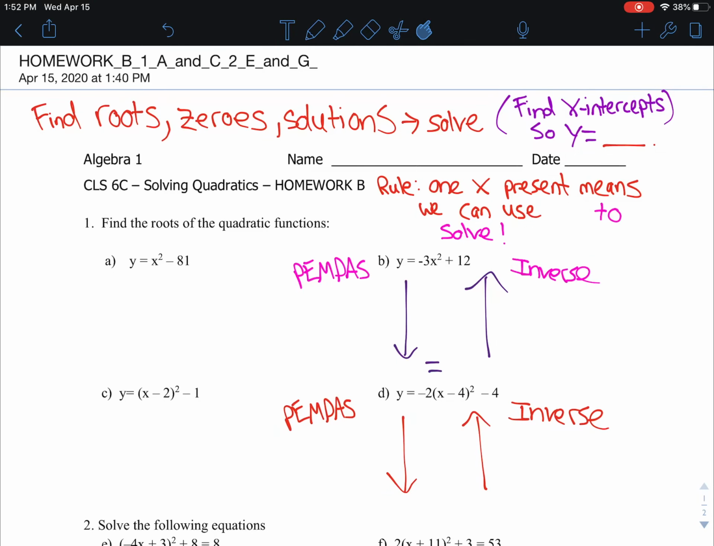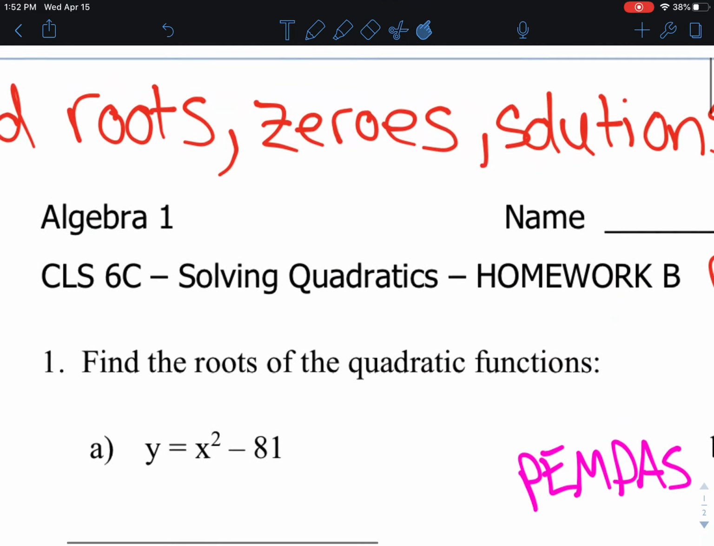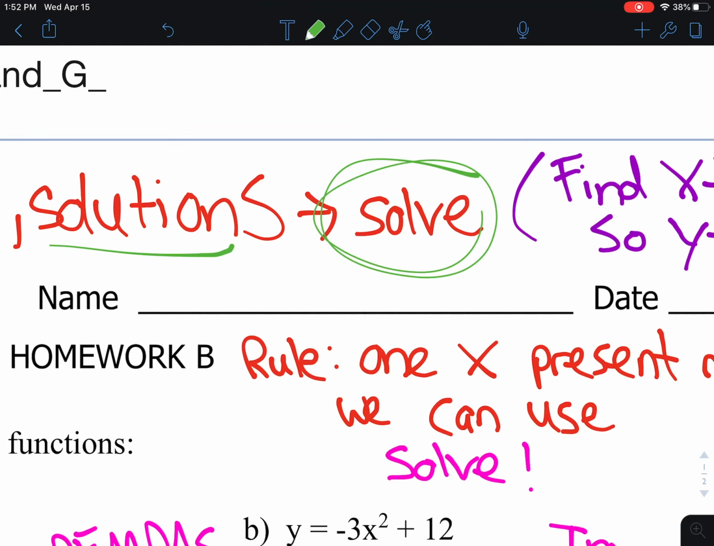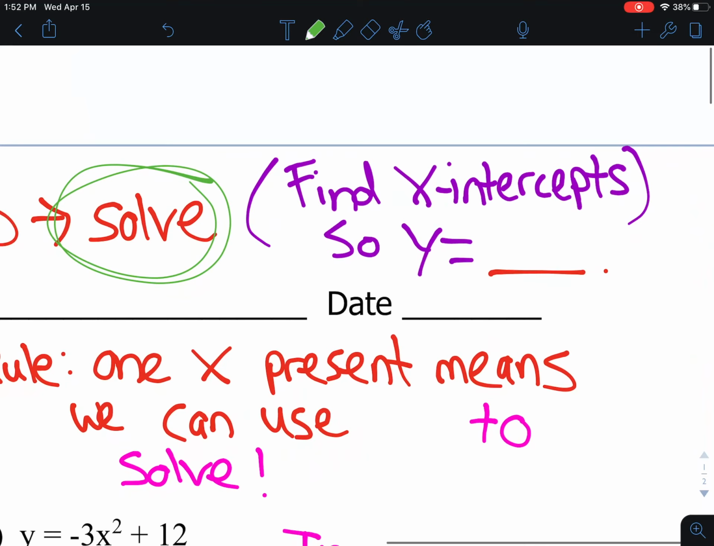Hello, this video is on homework B, and that's how to solve when a function is in vertex form. Remember, x-intercepts are the same thing as solutions. The words roots, zeros, solutions, if it asks you to find that, what you're really doing is solving. And what you're doing with that is you're finding the x-intercept.